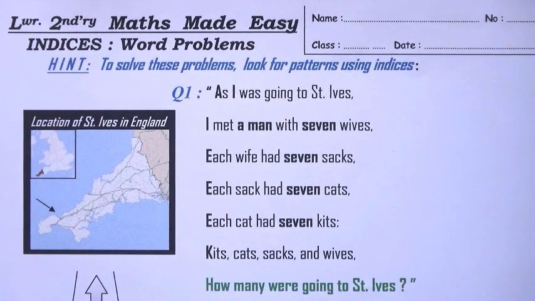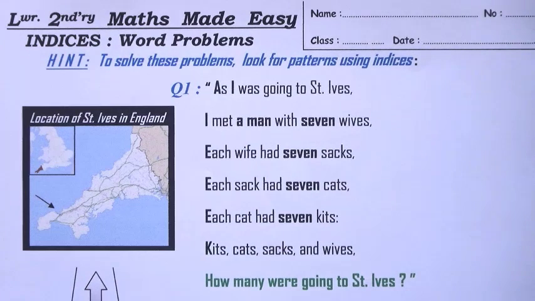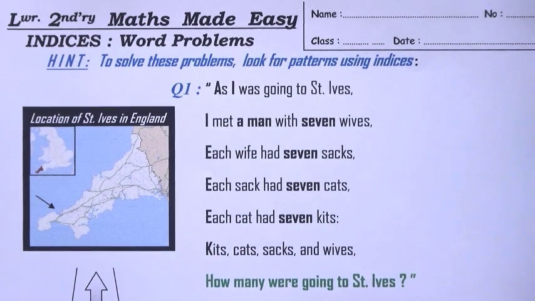Back to the rhyme. If you'd like to hear it once more, here it is. As I was going to St Ives, I met a man with 7 wives. Each wife had 7 sacks, each sack had 7 cats. Each cat had 7 kits. Kits, cats, sacks and wives. How many were going to St Ives?